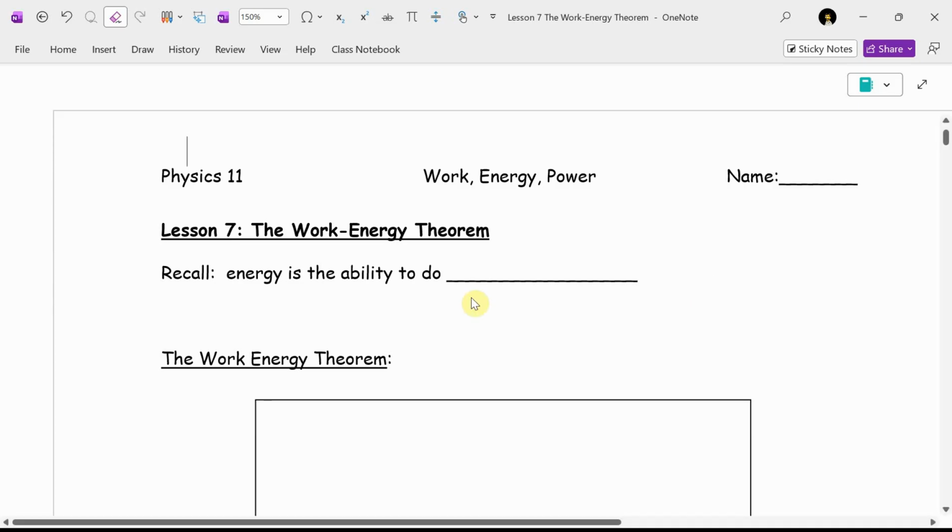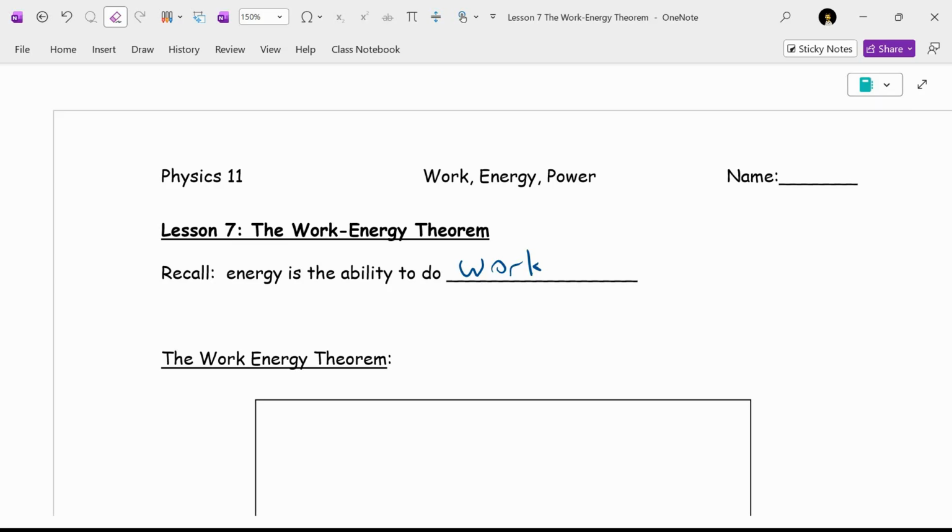Here we go. Energy is the ability to do what? This was our definition of energy. Who remembers that? Energy was the ability to do work. That's why energy is measured in joules. And what we're going to try and do today is link energy and work.